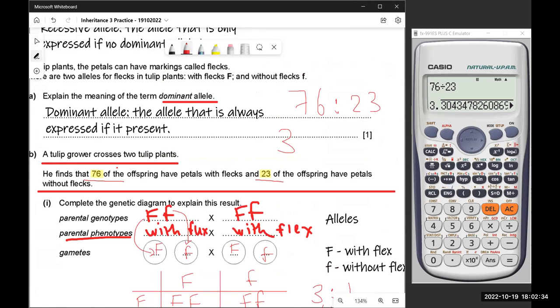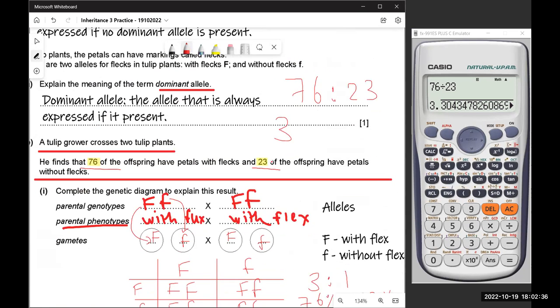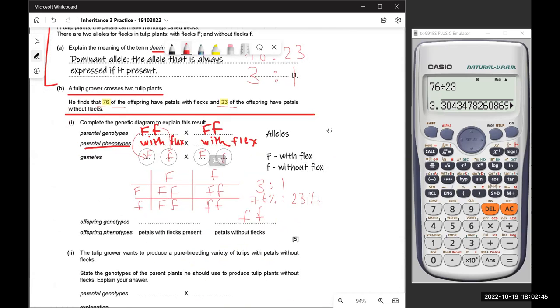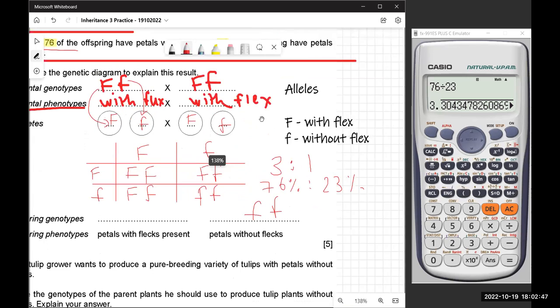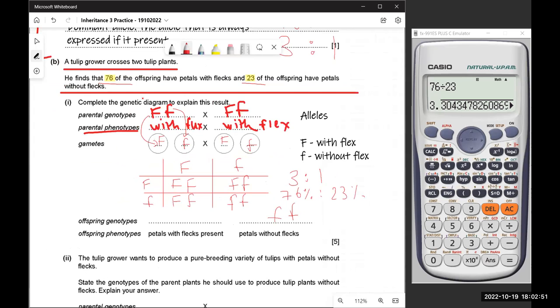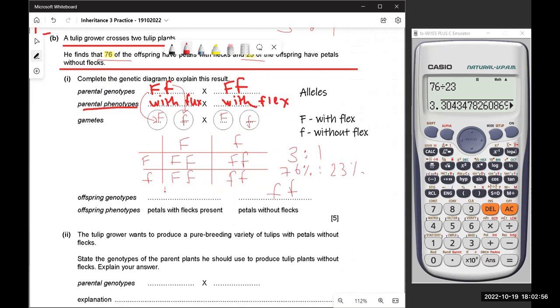That 27 of them, 26 of them had flex, 23 of them did not have flex. So I can find a ratio between them. The ratio will be 3:1. And this ratio also gives us 3:1. Whenever the ratio is 3:1, the genotypes will be like this only. I'll give you a question after this, which will make this more simple.